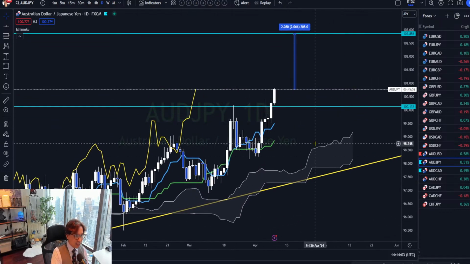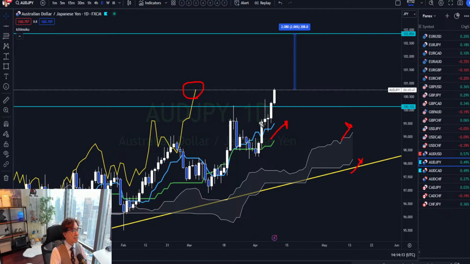Okay, so I hope that makes sense. And also Kumo, Senkou Span B is up, Senkou Span A is also up, Kijun-sen is up, Tenkan-sen both up, and the Chikou span above the candlestick. So this is also a good market to trade right now.